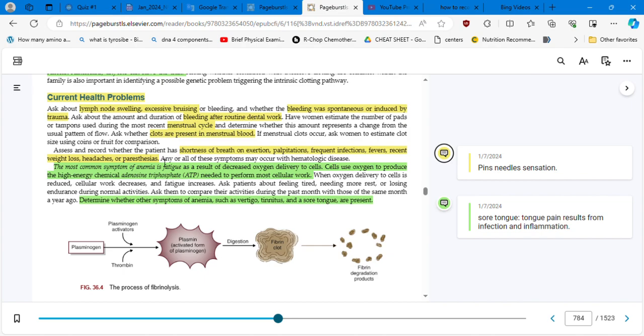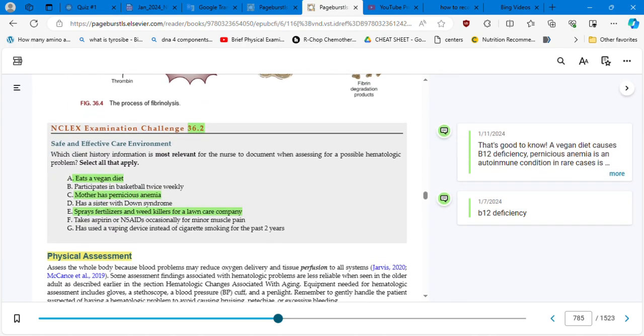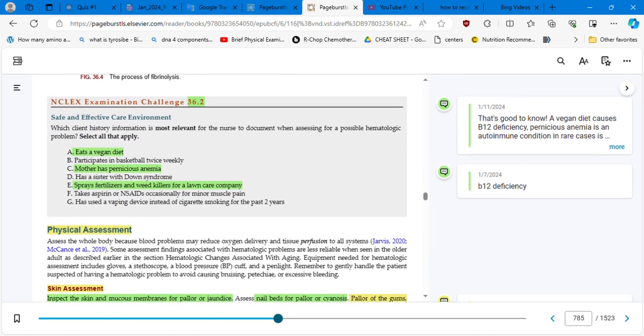Okay. So you have another NCLEX question, and this is good to know. This question is killing three birds in one shot. So which client history information is most relevant for the nurse to document when assessing for a possible hematologic problem?